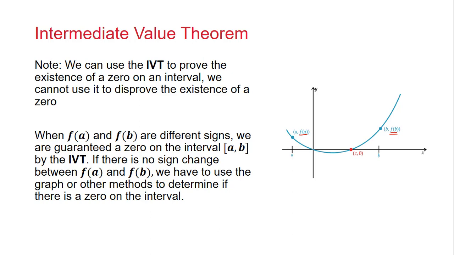So when f of a and f of b are different signs, we are guaranteed a zero on the interval of a to b by the intermediate value theorem. If there is no sign change between f of a and f of b, we have to use a graph or other methods to determine if there is a zero on the interval.